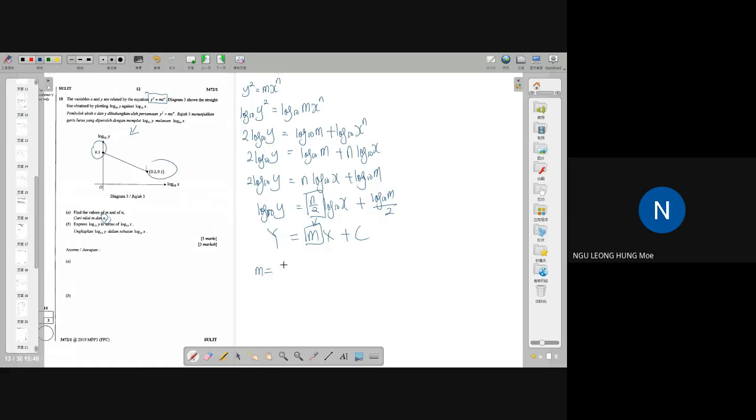So gradient will be 0.1 minus 0.5 over 0.2. So negative 0.4 over 0.2 will get negative 2. M equal to negative 2 and gradient is n over 2. So n is equal to negative 4. Understand? Okay. Any more?